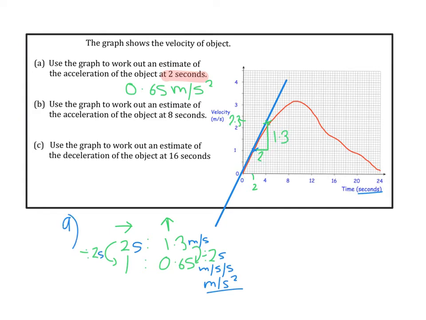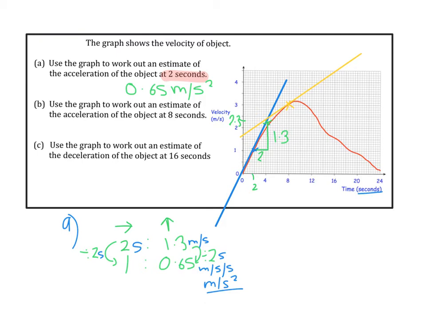Part B, use the graph to work out an estimate of the acceleration of the object at 8 seconds. So let's do another line. I'm going to do this one in yellow. And 8 seconds, let's just mark on where 8 is. So that's about there. You can see my line's going to look slightly different now. So probably about there. I would say that's pretty bang on.